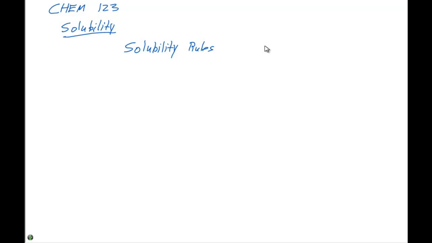And like I said, we can classify something as soluble, or we can classify it as insoluble. In reality, and what we're going to be doing here in Chem 123, is there's more like a continuum of solubility. So this is what we're going to investigate right here.